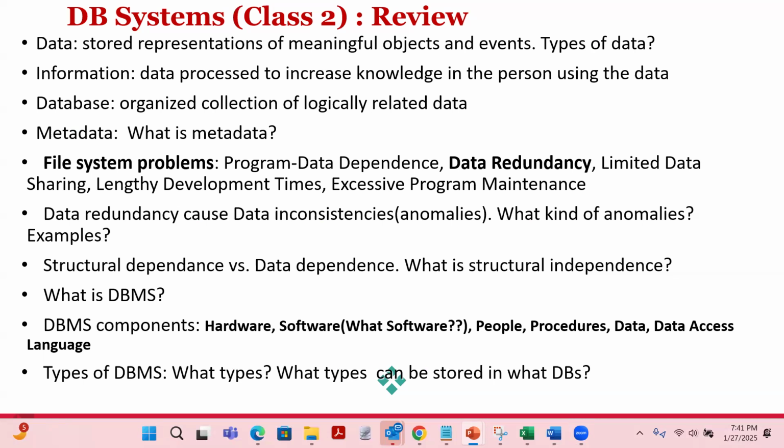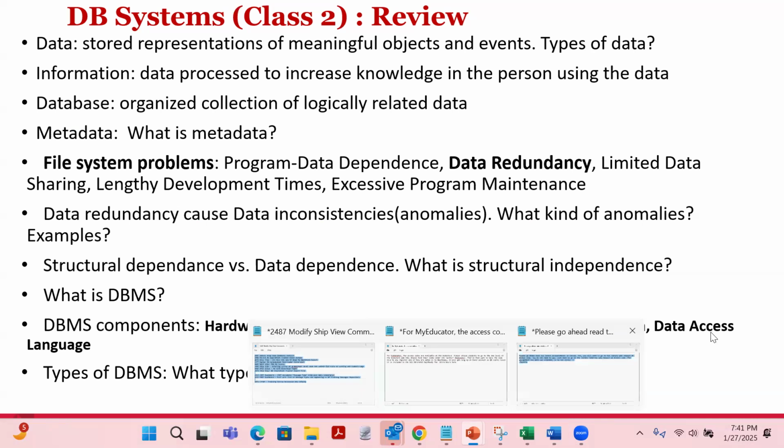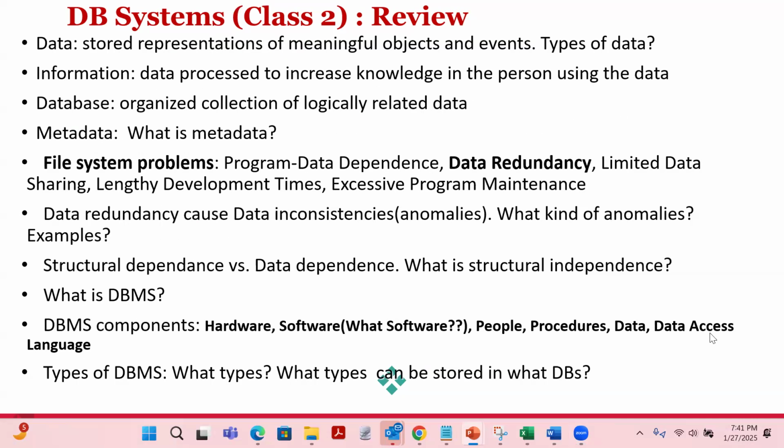And at the end of the lecture, we did talk about different types of the databases. Those include single user database, multi-user database, data structural databases, databases that store unstructured data, and so forth.